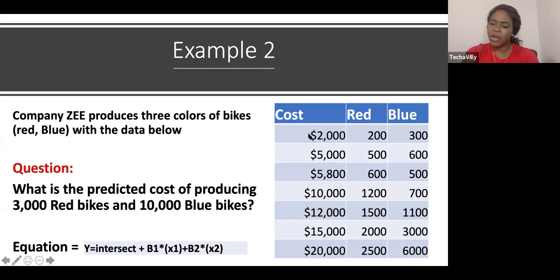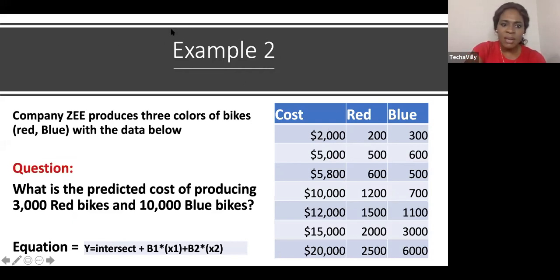is, the cost of producing 200 red bikes and 300 blue bikes is 2,000. If you want to produce 500 red bikes and 600 blue bikes, it's 5,000. Just like that, it goes all the way down. So if you want to produce 6,000 blue bikes and 2,500 red bikes, you spend this.